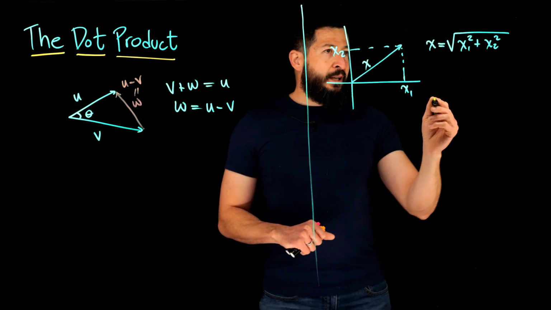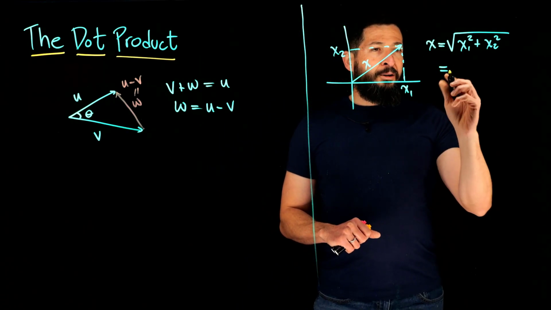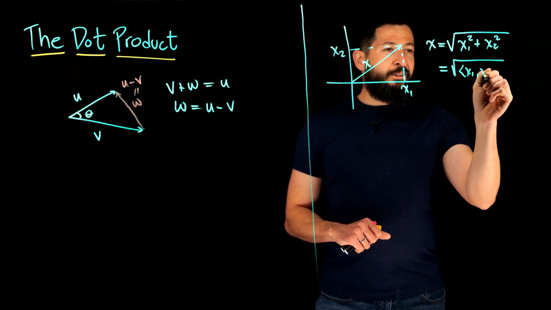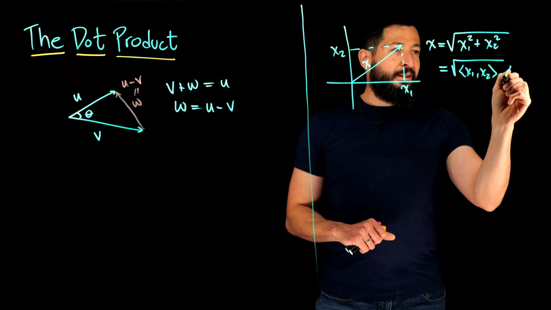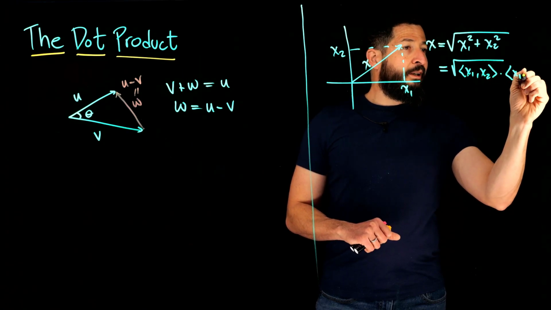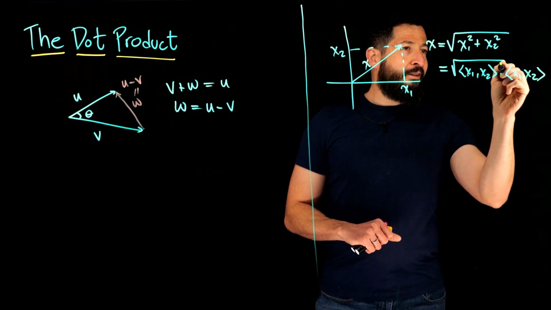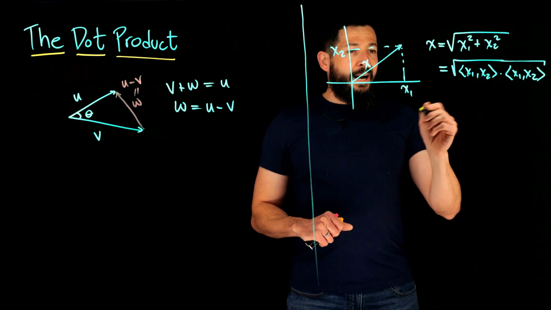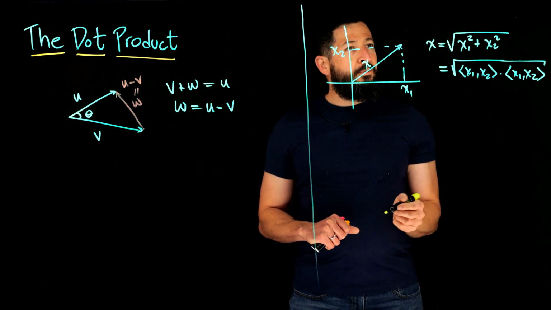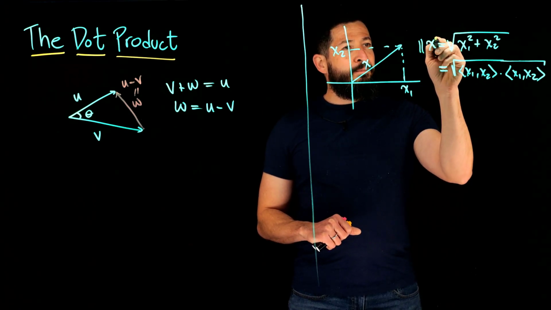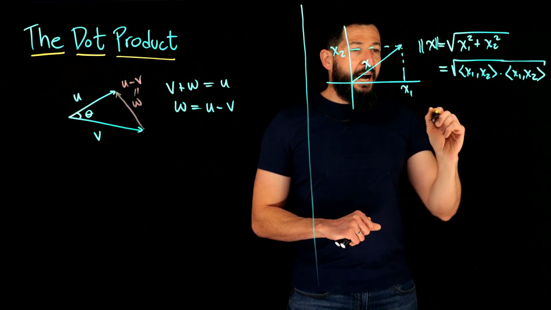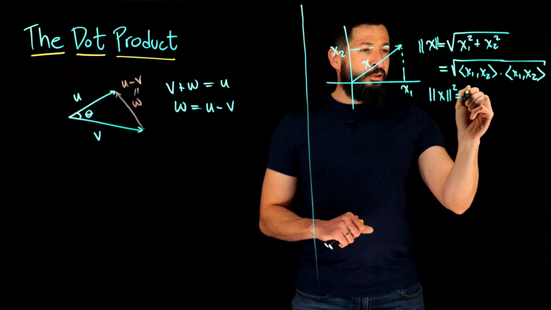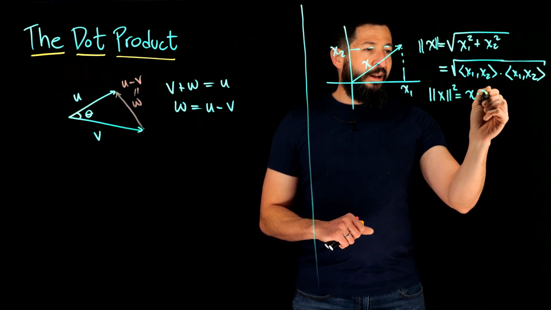Now, if we notice, that would be just the square root of the vector x1, x2 dot x1, x2. Am I running out of space almost? Ah, no, perfect. All right, so that right there tells me then that I just wrote x, I meant the magnitude of x. Sorry about that. And what that tells us is that the magnitude of x squared is going to be x dot x.